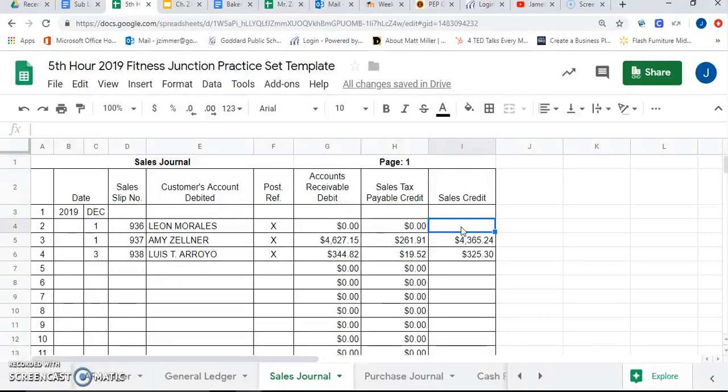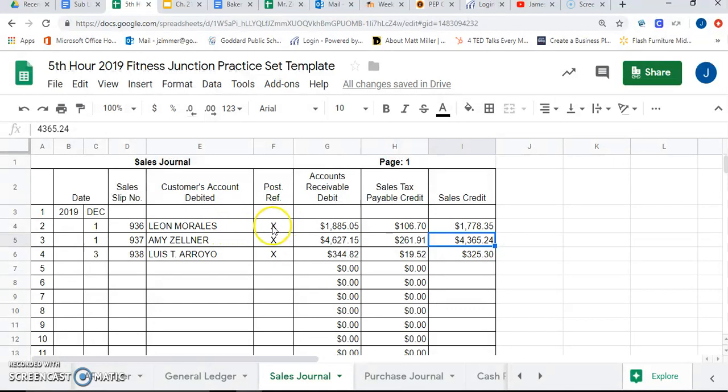So if you're looking at your invoice, and it says we are Fitness Junction, so that's what our Fitness Junction sales invoice looks like, and we sold to Leon Morales on the 1st, and it's sales invoice 936. All right, so as we go on and look at the invoice, it has a subtotal of $1,778.35. I'm going to put that here. I'm going to hit enter, and that'll automatically calculate. I've put a formula in to calculate the sales tax, and then these two items added together equal your accounts receivable debit. This amount is what you're going to go post to the accounts receivable ledger for Leon Morales.